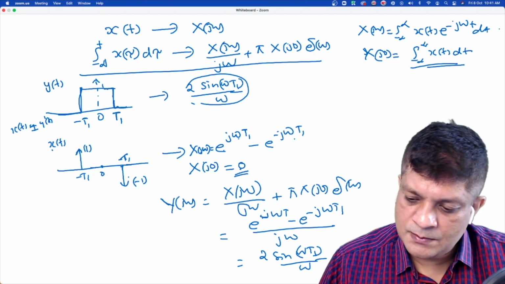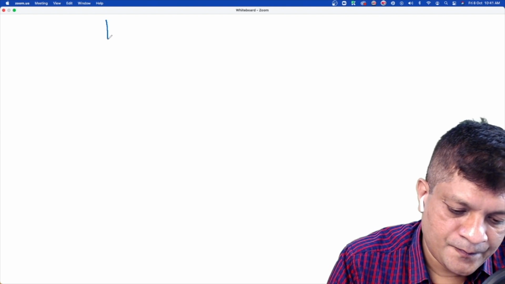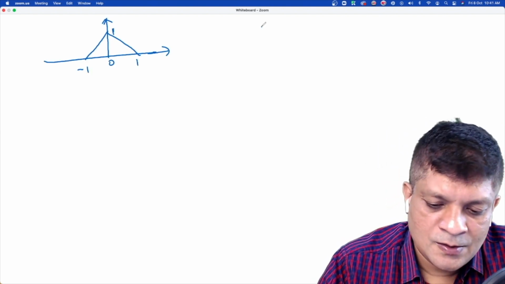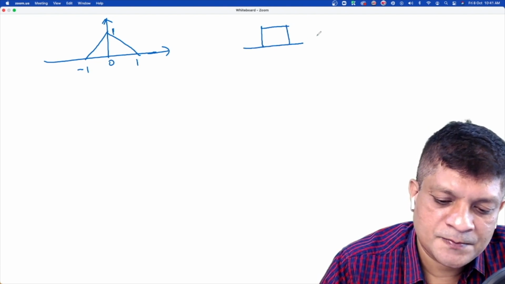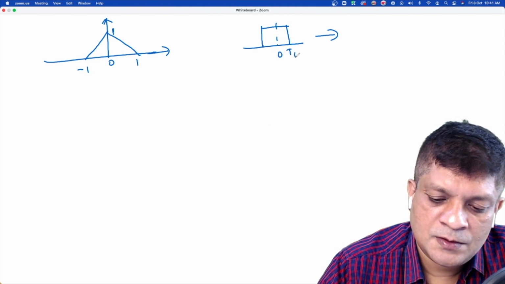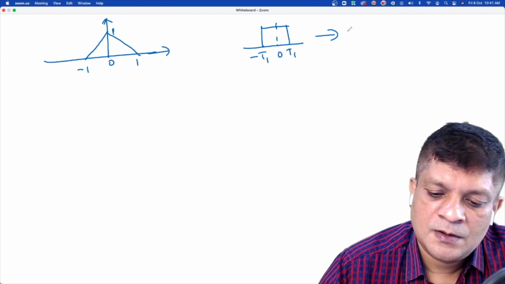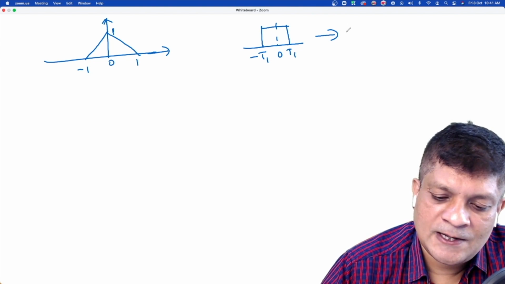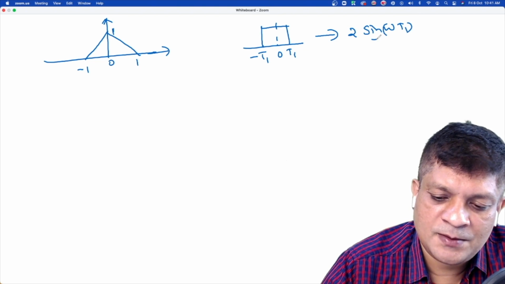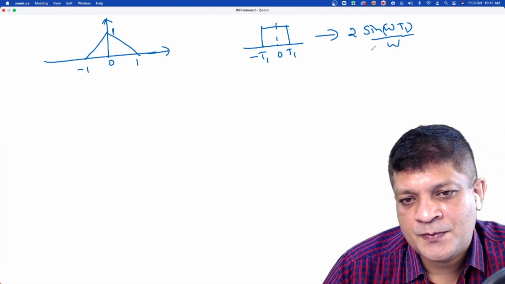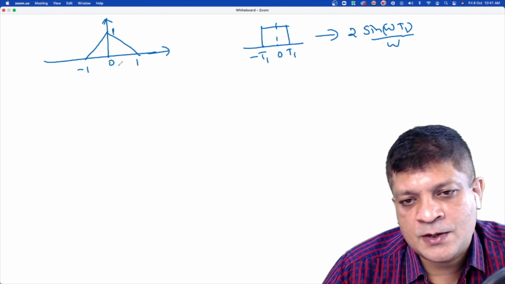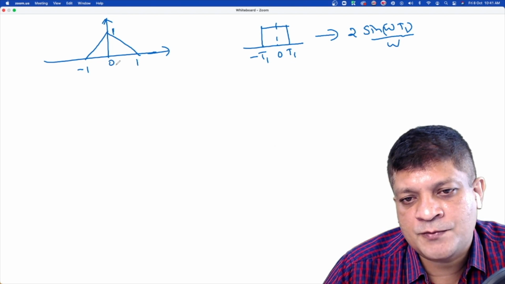Let us consider one more example. So the question is, you are given the standard result: the rectangular pulse from minus t1 to t1 is 2 sin(ωt1) by ω. You are given this standard result, and you are asked to find the Fourier transform of this using the properties of the Fourier transform.